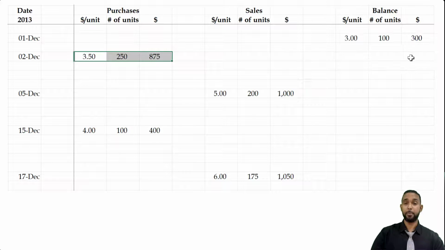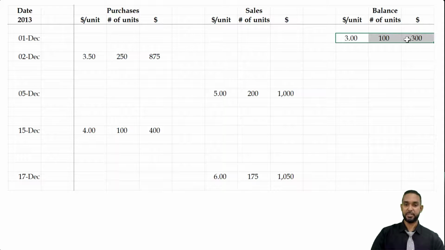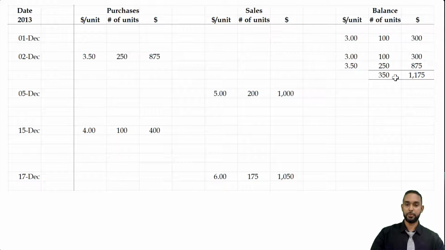Our closing stock is going to be composed of two batches of stock. The first batch is the opening stock that we had from before, and the second batch is, of course, the batch of stock that we just purchased. So you're going to see that there as well, and we're going to put some totals. So this 350 is the total number of units, and this 1175 is the total value of all the units. And we're separating the batches because each batch has a different unit cost. The per unit cost for each batch is different, so we need to keep them separate under last in, first out.